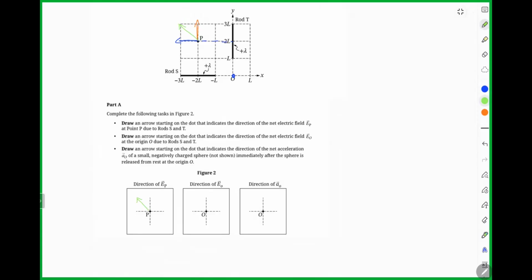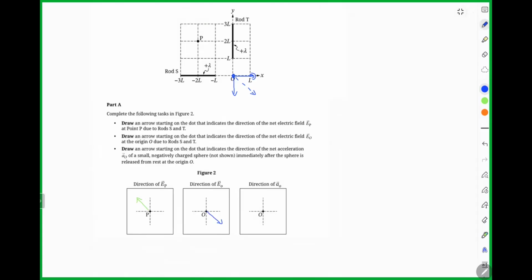Next, let's apply the same logic to the origin. So what we can see is that the field due to rod T points straight down. The field due to rod S points to the right. Again, in this case, because we're proceeding radially along the axis of each rod. And so the resultant will point to the right and downwards, which we can indicate right there.